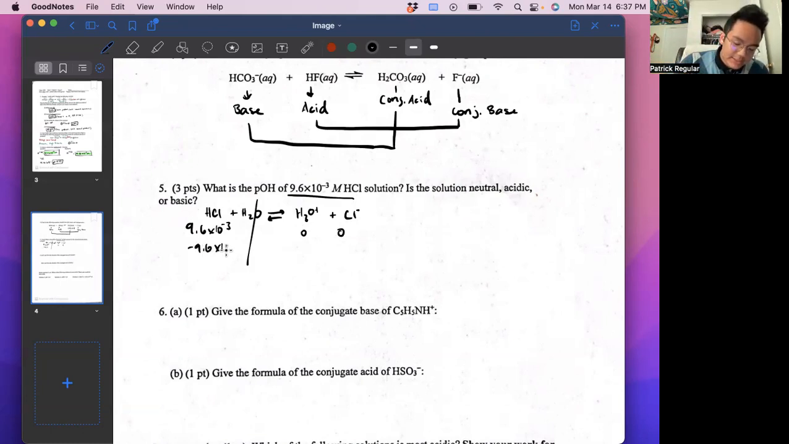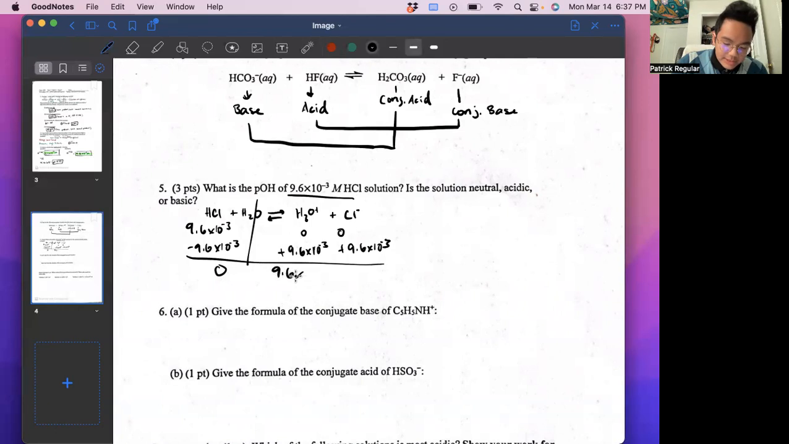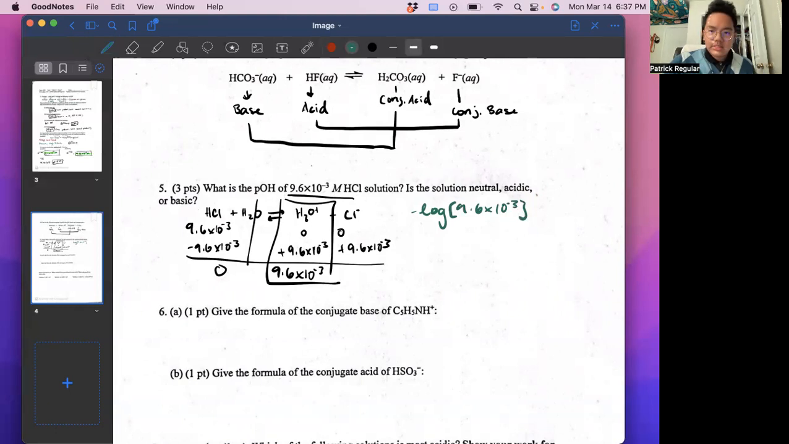Minus 9.6 times 10 to the negative 3, plus 9.6 times 10 to the negative 3, plus 9.6 times 10 to the negative 3. Well, that's just going to be 0. But this is going to be 9.6 times 10 to the negative 3. And that's what we're looking for, actually, H3O plus. So let's go and plug it in. Negative log of 9.6 times 10 to the negative 3. Let me find those numbers. There it is. Our pH is going to be 2.02.